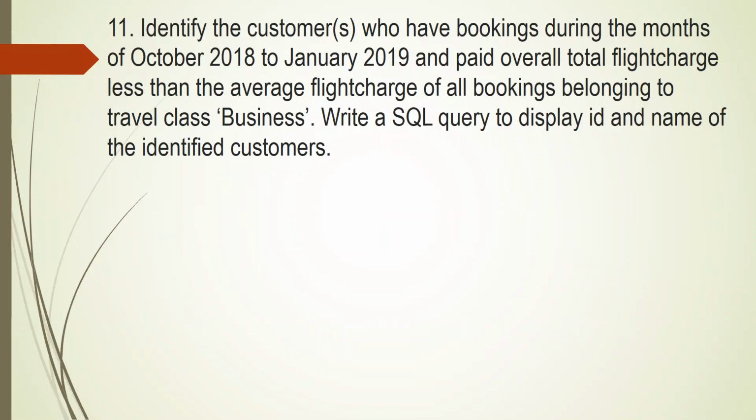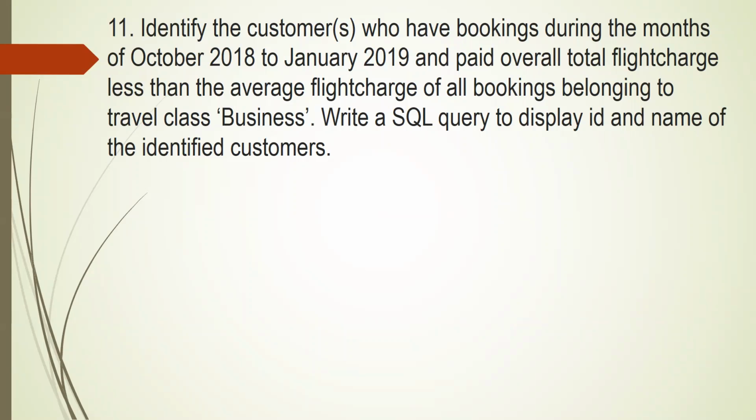Of our series, we are discussing the 11th question. Identify the customers who have bookings during the months of October 2018 to January 2019 and paid overall total flight charge less than the average flight charge of all bookings belonging to the travel class business. So write a SQL query to display ID and name of the identified customers.